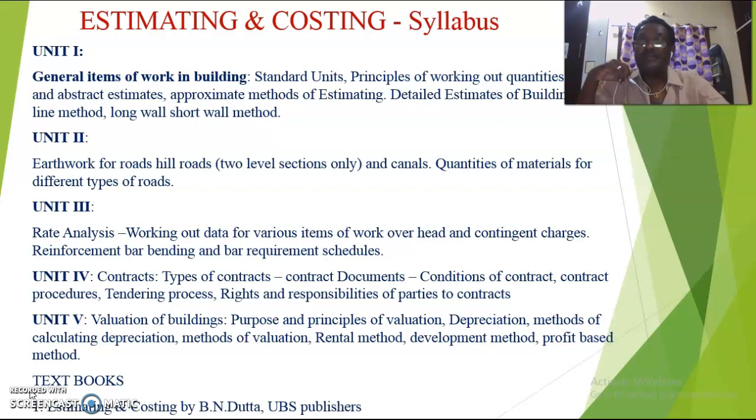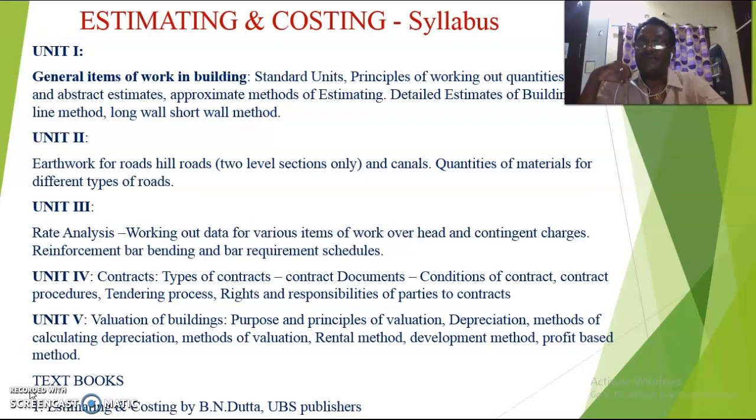Next, principles of working out the quantities of the detailed estimate means that by observation of the plans, sections and elevations, we have to prepare the detailed quantities involved in the construction. Abstract estimate means in these estimates we have to arrive at the cost of the total construction by applying the total quantity multiplied by the cost of each item, and you add up from the first to the last item, then automatically we can arrive at the total cost of the building.